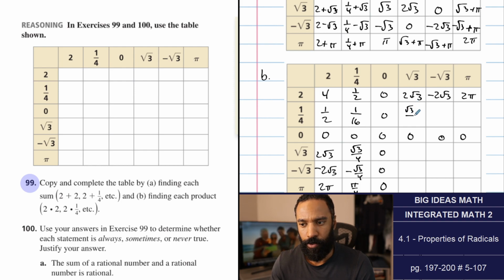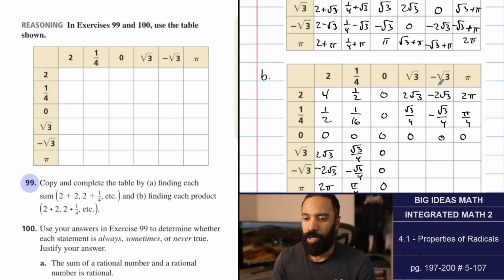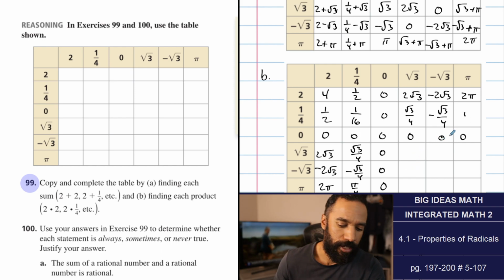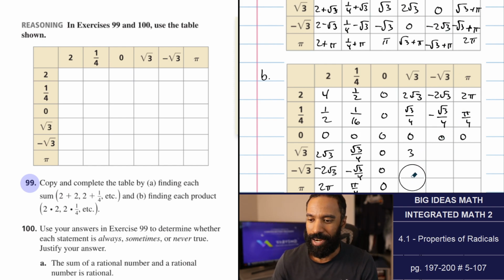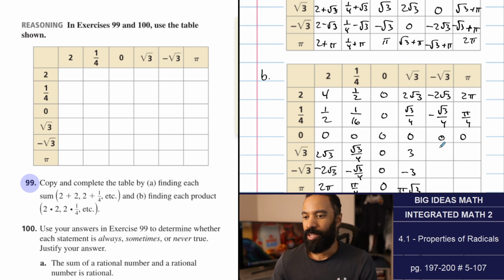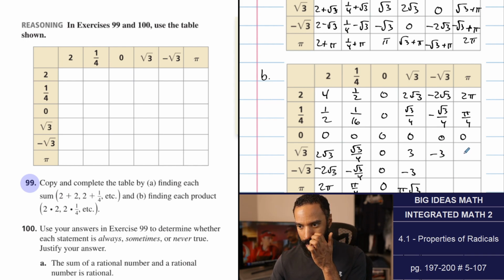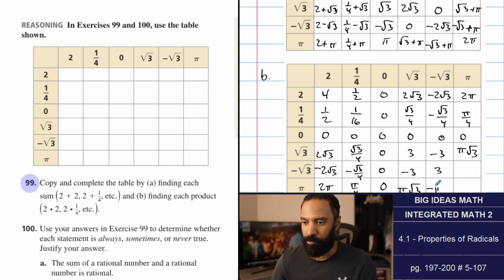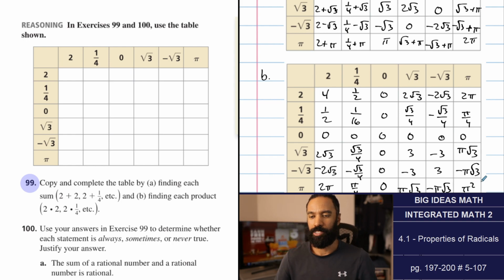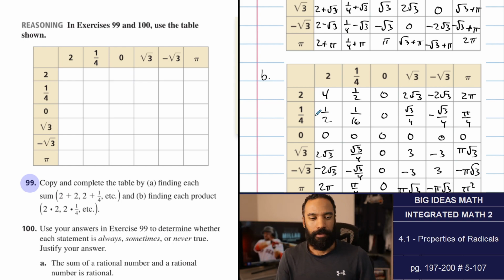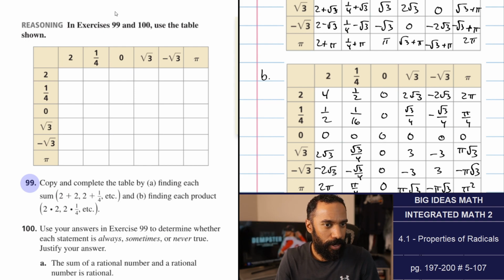Root 3 over 4, negative root 3 over 4, pi over 4. Root 3 times root 3 is 3, times negative root 3 is negative 3. Oh my goodness, I hate how undoing kind of takes care of a lot of things. That happens a lot for me. And pi root 3. And then the same thing, negative 3 and pi root 3. Negative root 3 times negative root 3 is 3, and negative pi root 3, negative pi root 3, and pi squared. Okay, kind of hurt my hand.